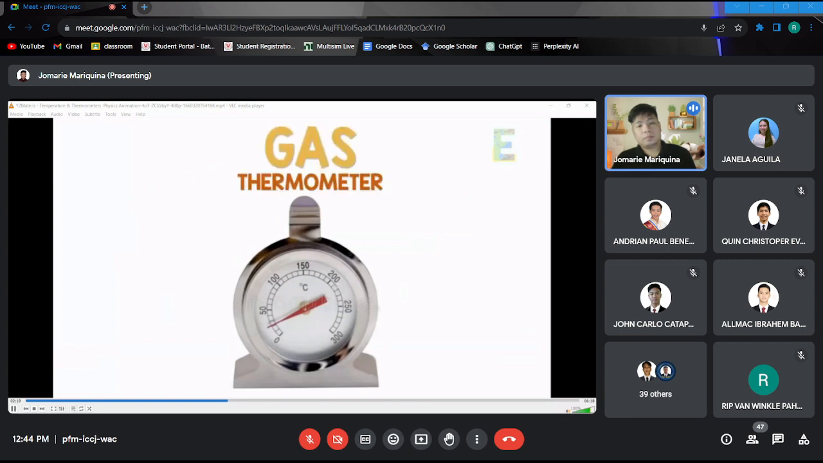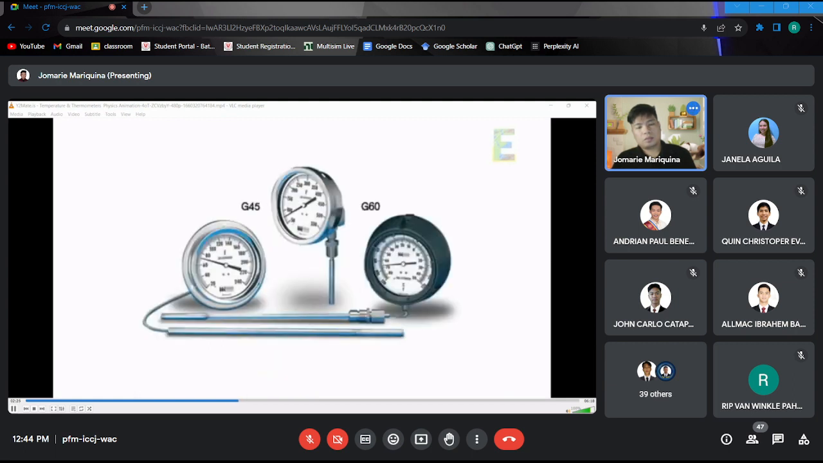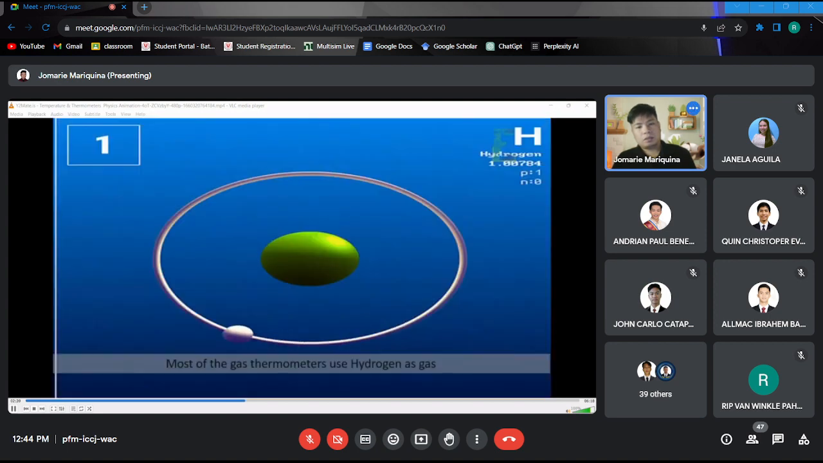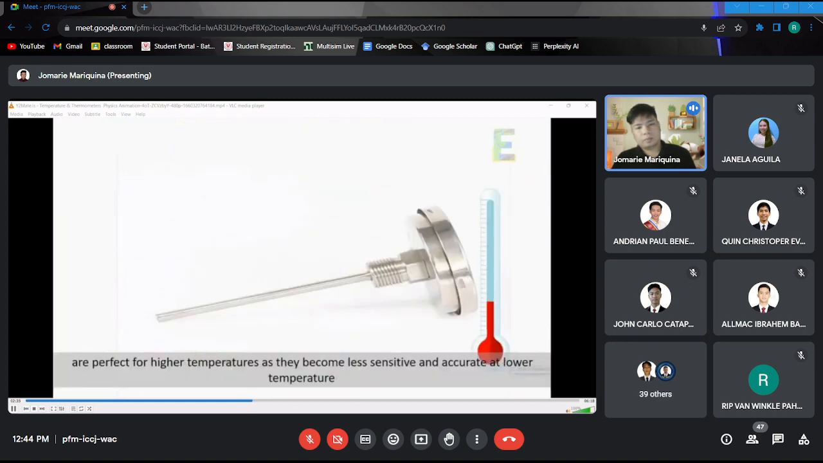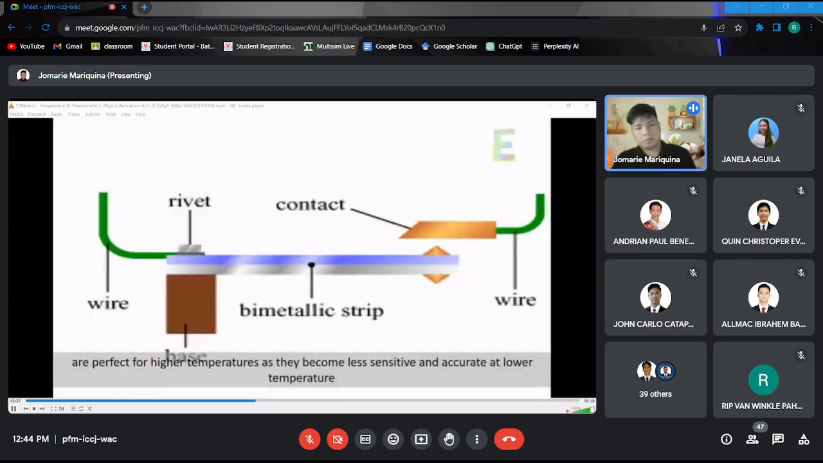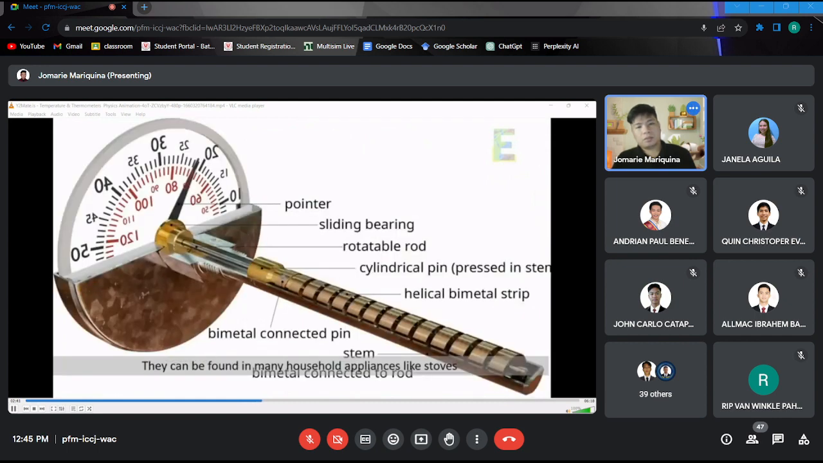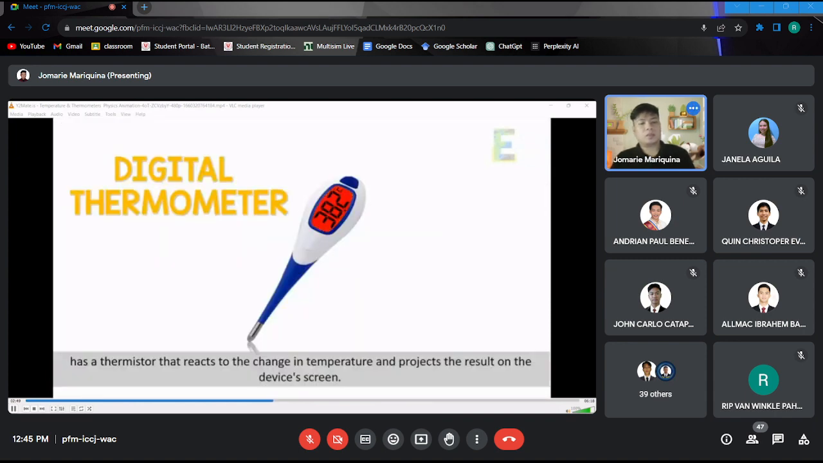Next is the gas thermometer. It determines the temperature based on the difference in pressure or volume of the gas it is filled with. Most of the gas thermometers use hydrogen as gas. Bimetallic thermometers are perfect for higher temperatures as they become less sensitive and accurate at lower temperature. They can be found in many household appliances like stoves. A digital thermometer has a thermistor that reacts to the change in temperature and projects the result on the device's screen.